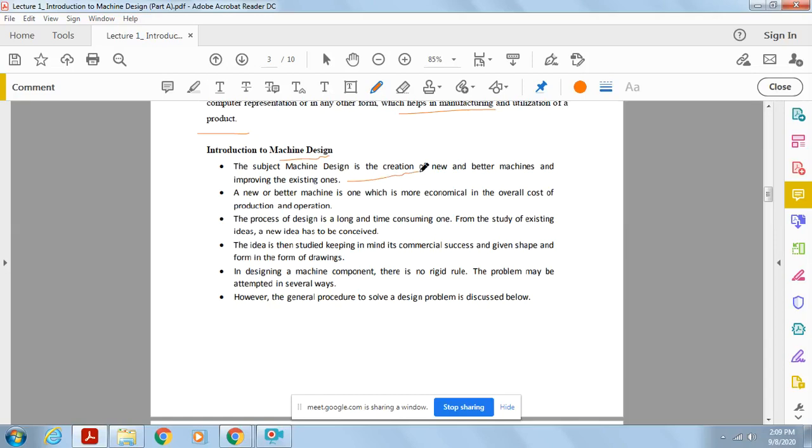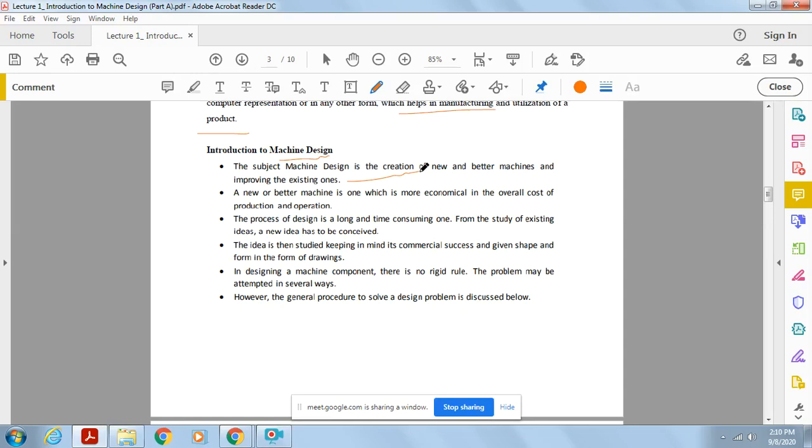That means you have to create a new machine, and whatever machines you have right at this moment, you need to give some further advancements so that the machine can be modified. So here it is obviously for designing the new machine and to get a modified version of the existing machine. For both these systems we need the word machine design.